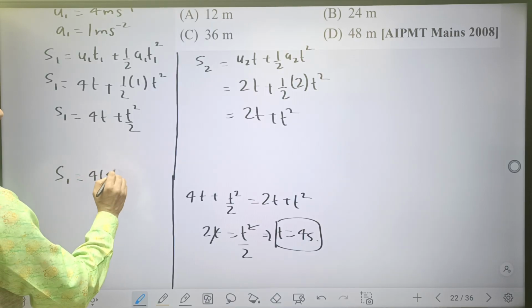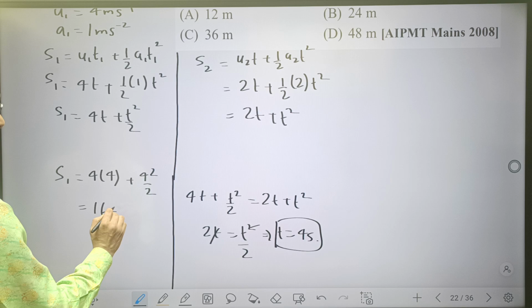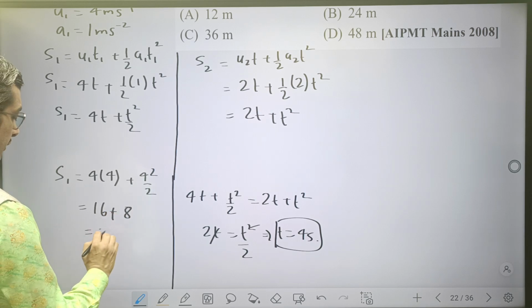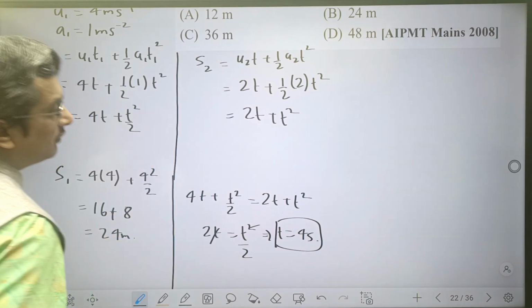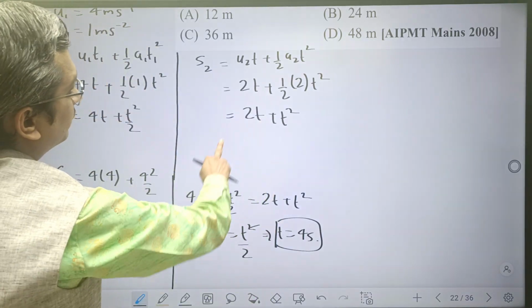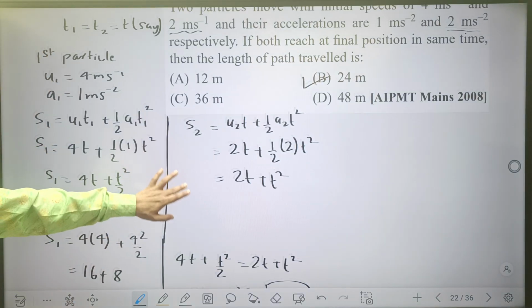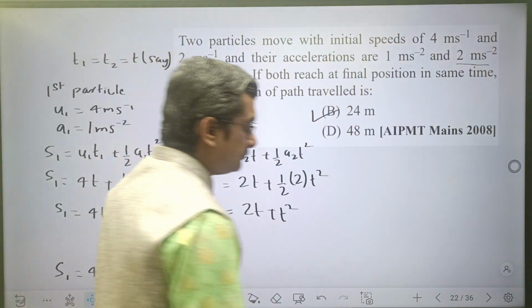So this is 4 into 4 plus 4 square by 2. So this will be 16 plus 8, that is 24 meter. And from here you can also find: 2 4s are 8, and this is 4 square, 16 plus 8, 24. So the answer is 24 meter, isn't it? So this is the logic.